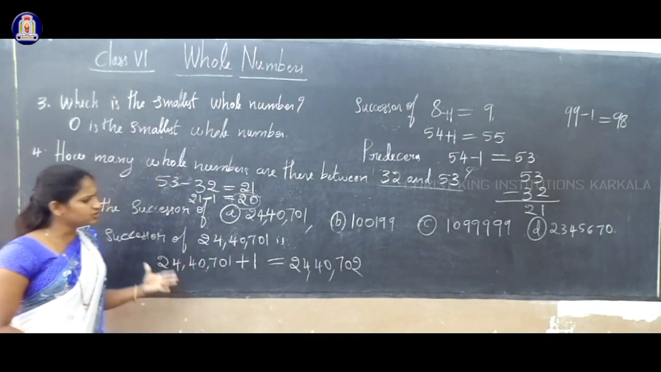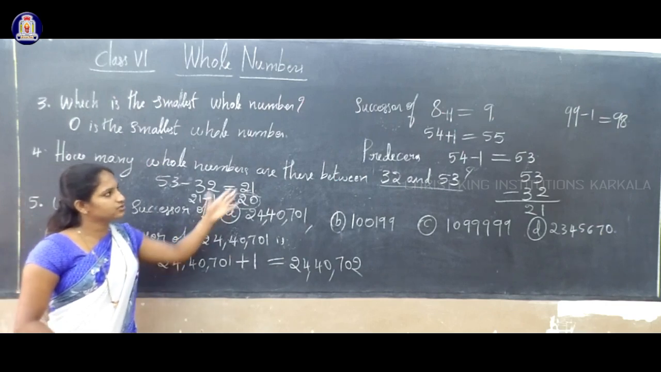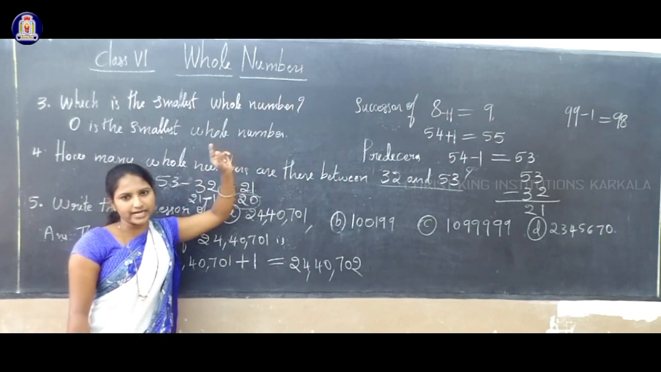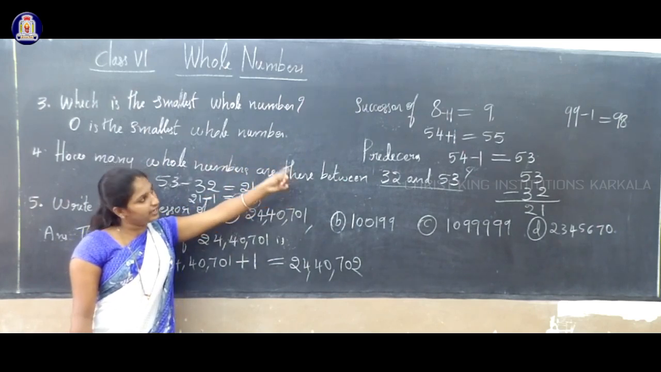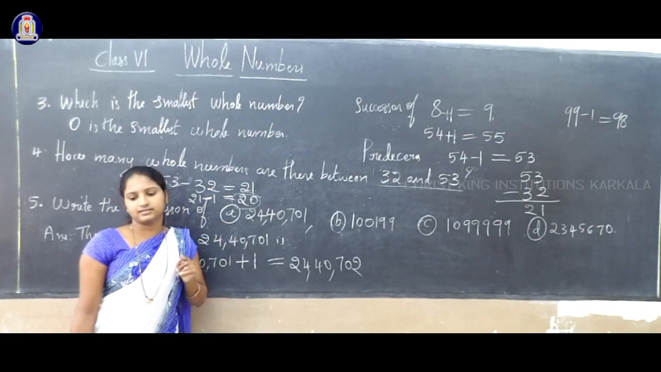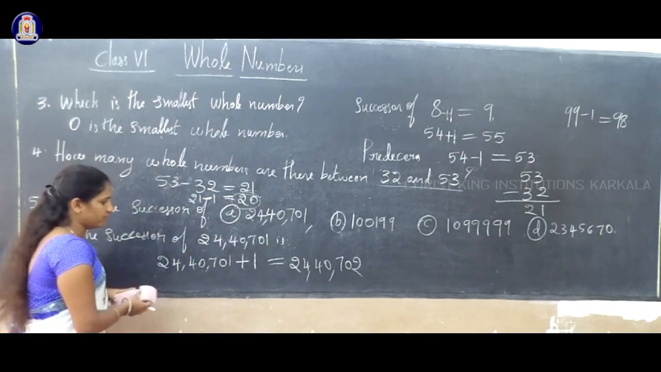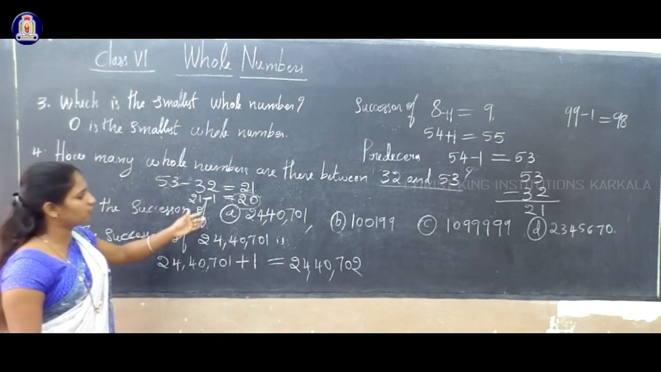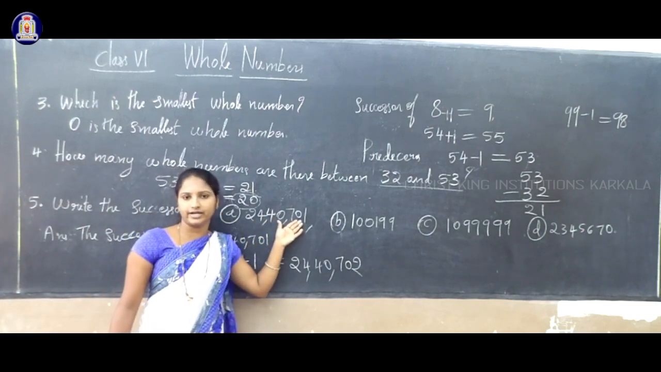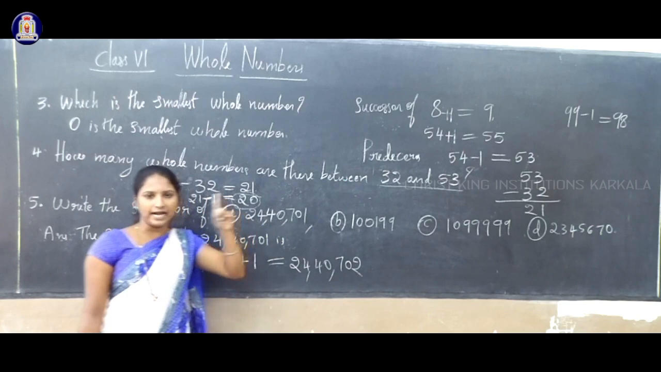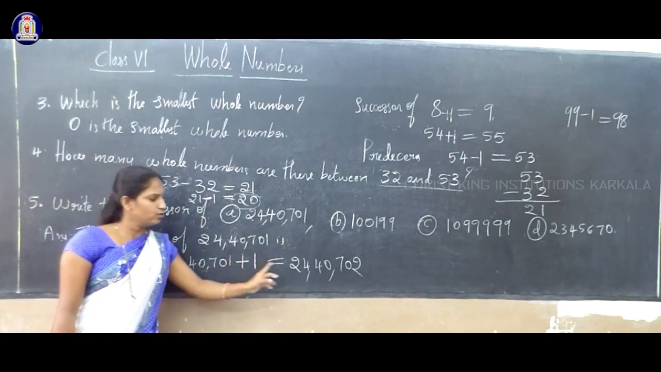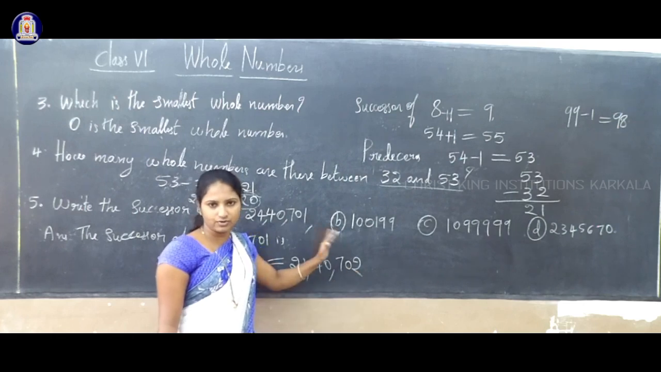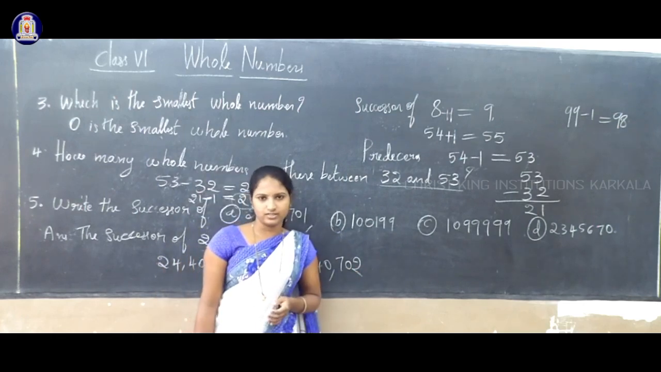So understand the successor and predecessor. In predecessor you have to subtract 1, and in successor you have to add 1. Clear? So now in this question you will write the successor of 24 lakh 40,701. For this you have to add plus 1. So we get 24 lakh 40,702. Clear? So this is the first question.